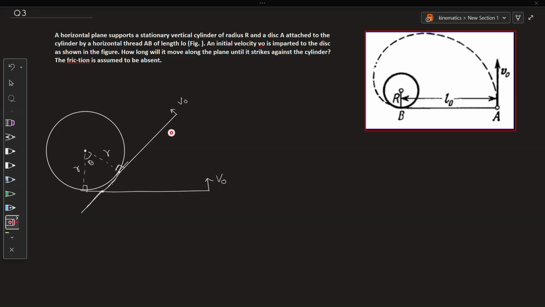This is an interesting question from Irodov. A horizontal plane supports a stationary vertical cylinder of radius r and a disk A attached to the cylinder by a horizontal thread AB of length L0.